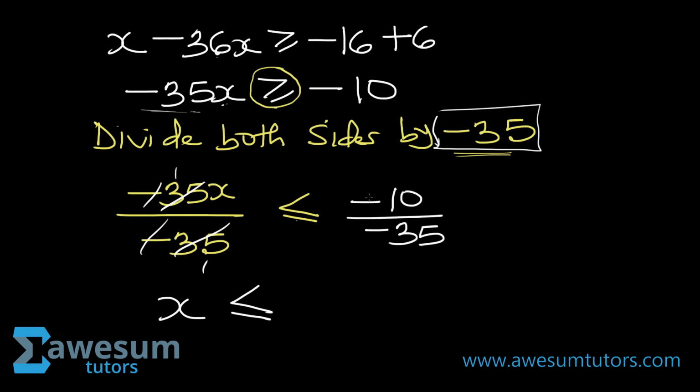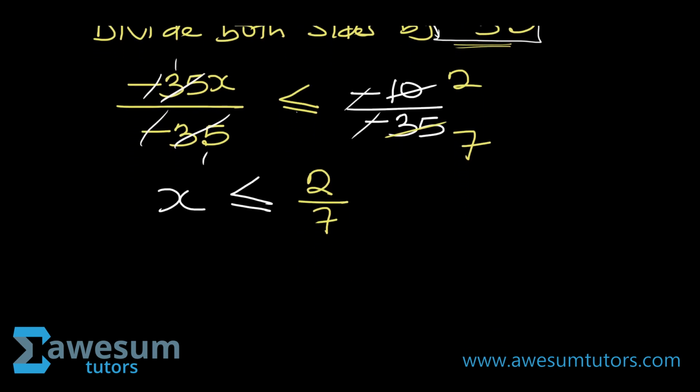Here negative will cancel negative, right? So what do we have right here? 5 can go in 10. That is going to give us 2. Okay, 5 can go in 35. That is going to give us 7. So that means my final answer is going to be x is less than or equal to 2 over 7.